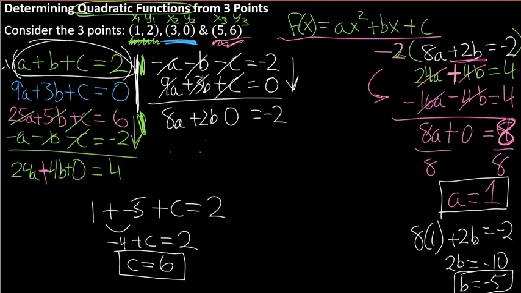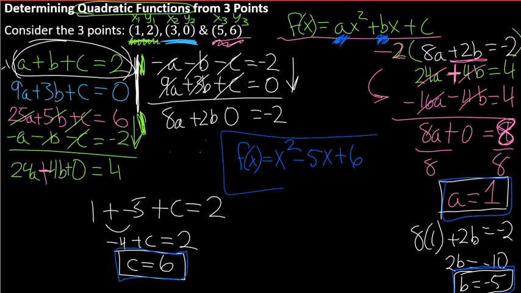Okay, so what does this mean? What this means, plain and simple, is a is equal to 1, so this is just going to be x squared. What was b? Negative 5. So I'm going to say minus 5x. That's b. And on c, our little constant by itself, is 6. So I'm just going to say plus 6. And there you have it, my quadratic function from my 3 points.